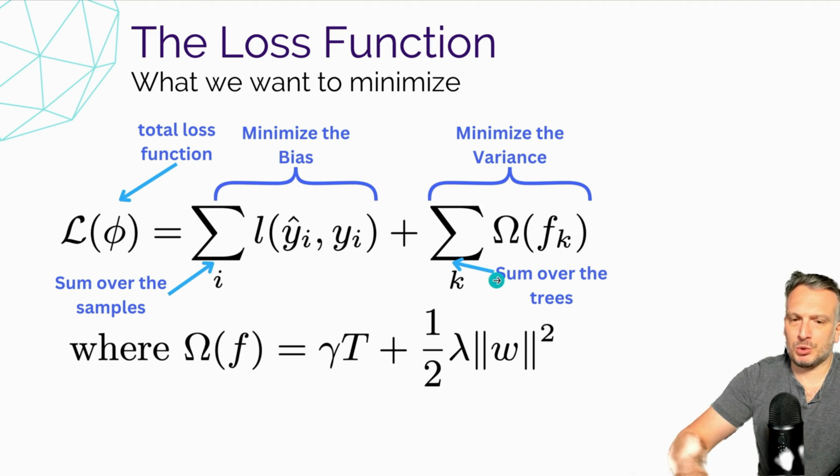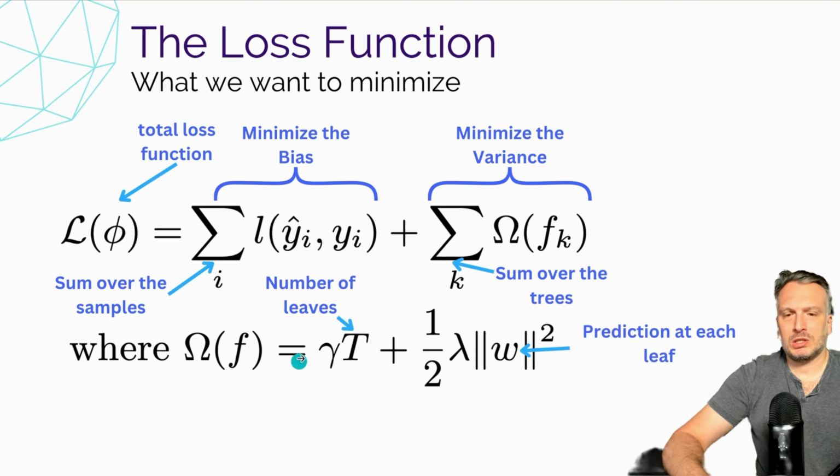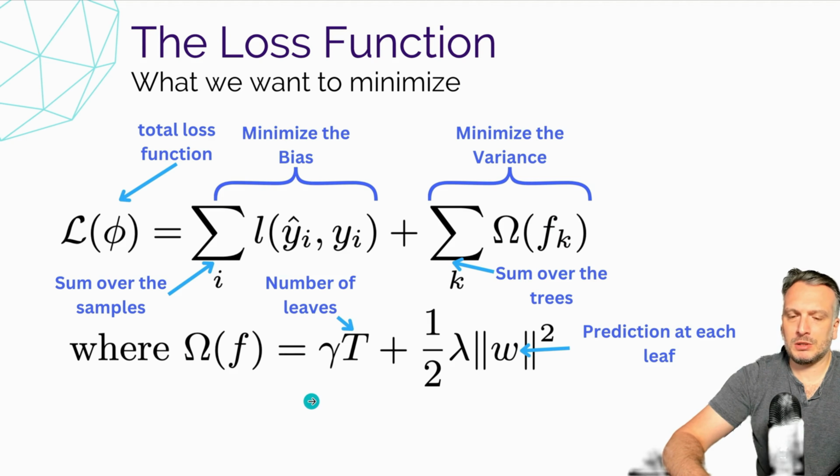Here we sum over the trees, so it's a complexity that we measure when we build the trees. So this omega function is also decomposed into two other terms. We have here the first term that is equal to gamma T. So capital T is the number of leaves. This means that if we minimize this loss function, we would like to minimize the number of leaves in each tree. So this will minimize the complexity of a tree. If we have fewer leaves in a tree, we're going to have less complexity in that tree.